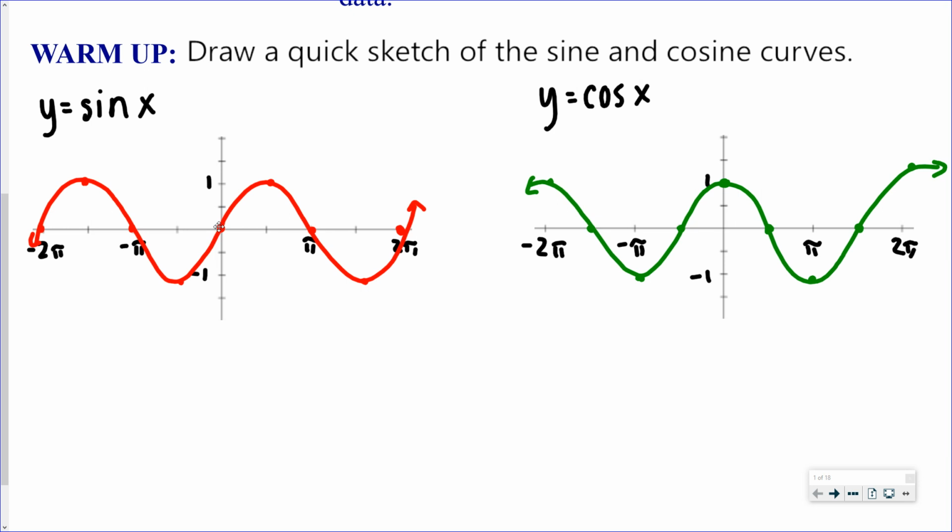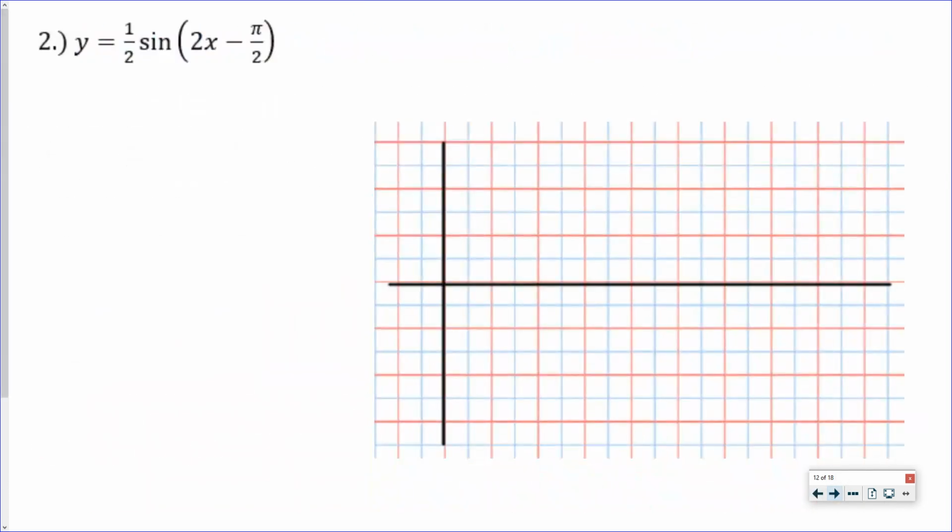We are going to break down each basic sine and cosine curve, all their characteristics. There's some new vocab. And then we're going to eventually be able to graph something like this. Like that.